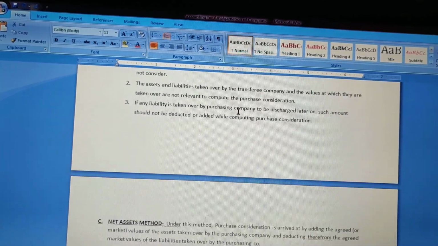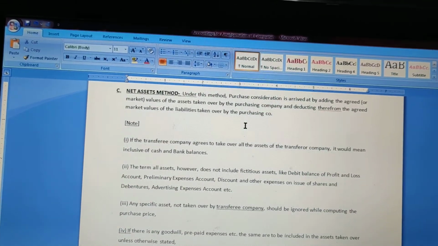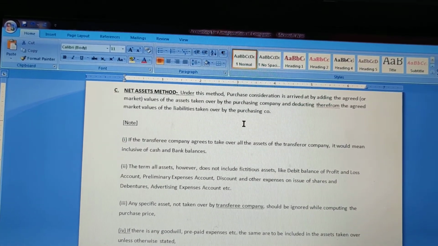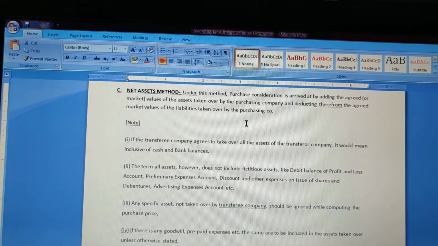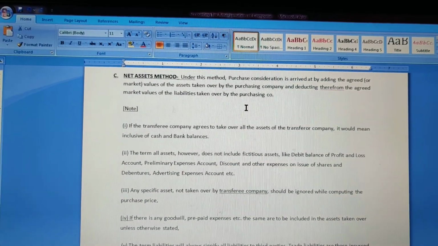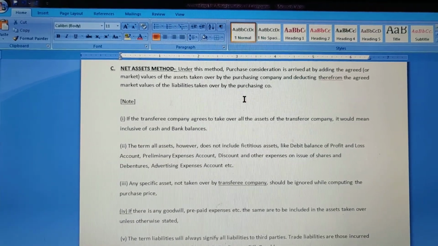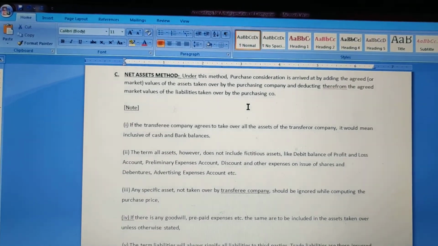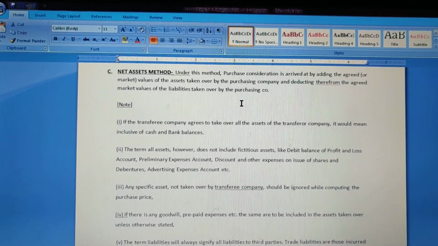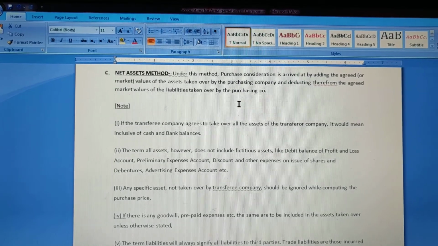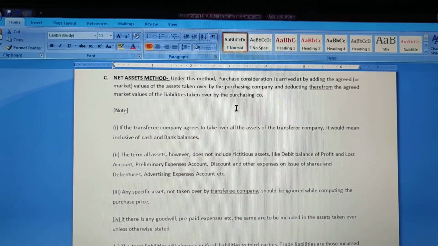Next method is your net asset method. The third method is the net asset method. This is very important, so please do it very carefully. Okay, and this is, you can say, the easiest method, but it involves a lot of calculation. So the net asset method is, under this method purchase consideration is arrived at by adding the agreed or market value of the assets taken over by the purchasing company and deducting therefrom the agreed market values of the liabilities taken over by the purchasing company.